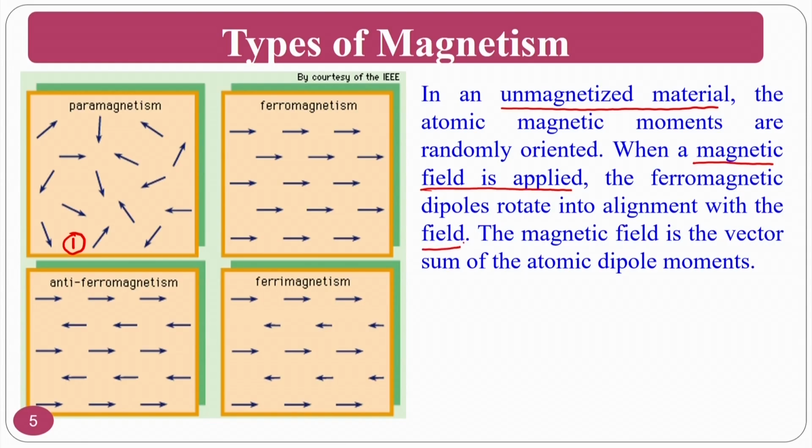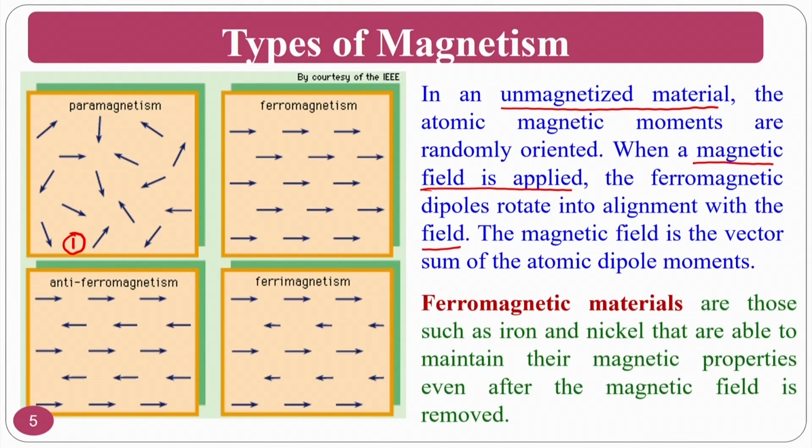This magnetic field is a vector sum of the atomic dipole moments. Like this it will arrange. Ferromagnetic materials, such as iron and nickel, are able to maintain their magnetic properties even after the magnetic field is removed. So whenever you use ferromagnetic materials, even if you are not applying any magnetic field, it will have its own alignment of dipoles. There is no requirement that you have to give some magnetic field.